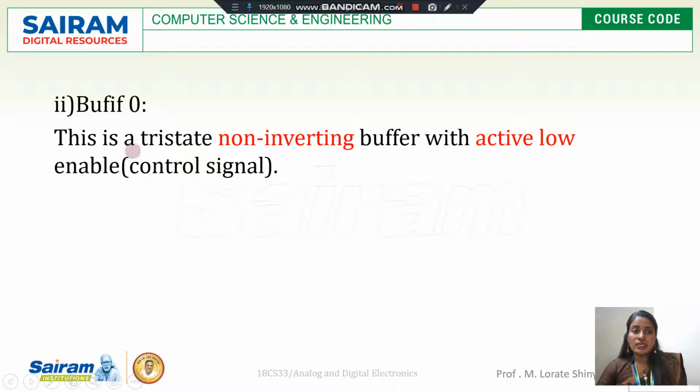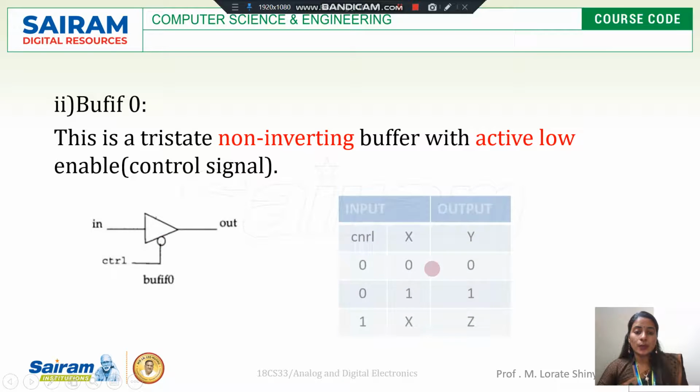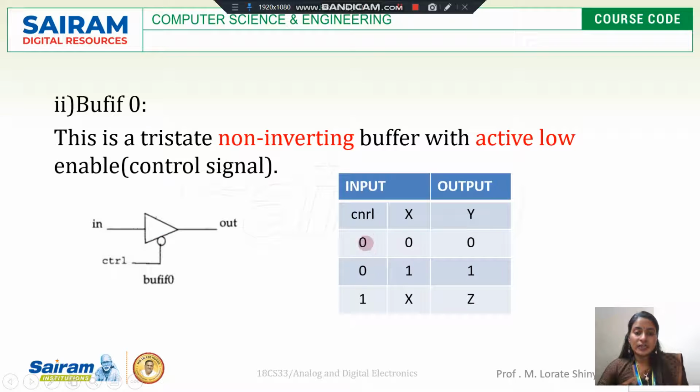Buffer if 0. This is a tri-state non-inverting buffer with active low enable signal or control signal. So there is only one difference. Control input is active low. Input and output remain the same. So control input should be 0. Whenever the control input is 0, only then will we receive the output.